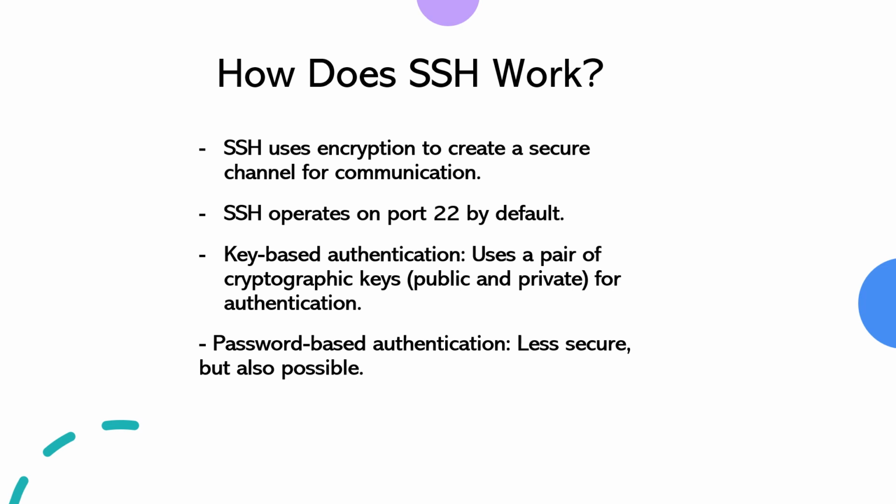How does SSH work? SSH establishes a secure network connection between two machines by encrypting all data transferred between them. It typically runs on port 22 and supports two main authentication methods, password based and public key. The latter is more secure and is commonly used in modern setups.